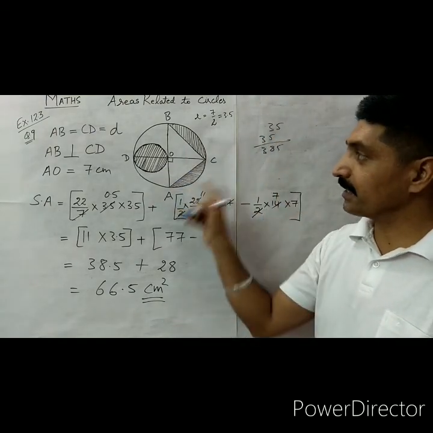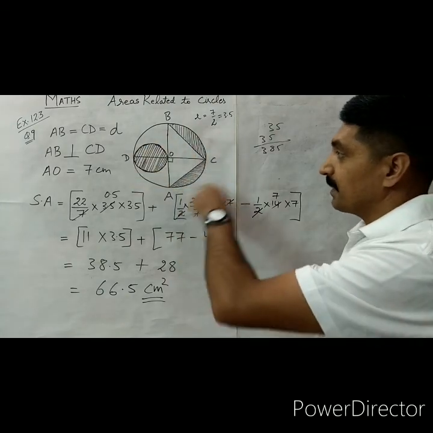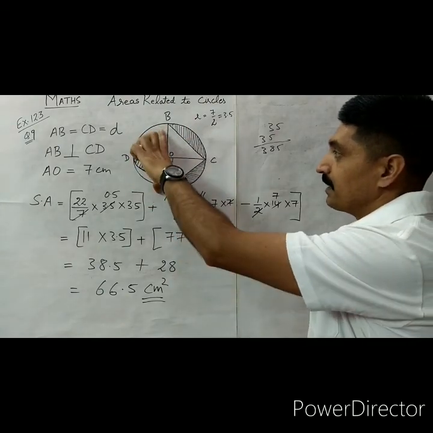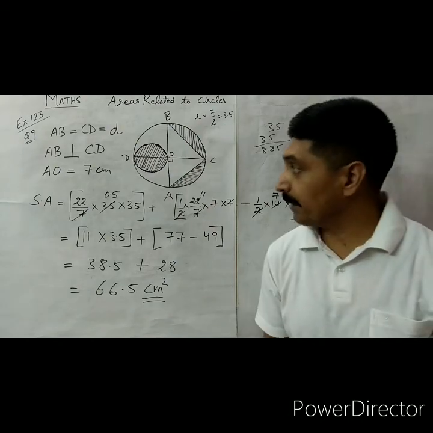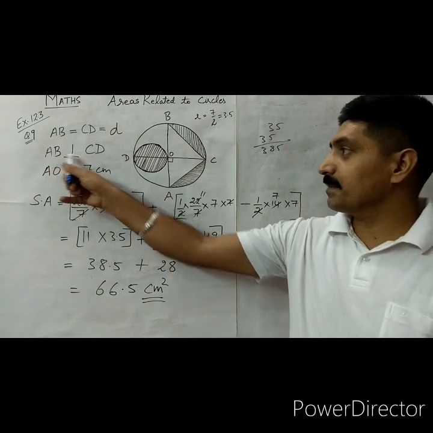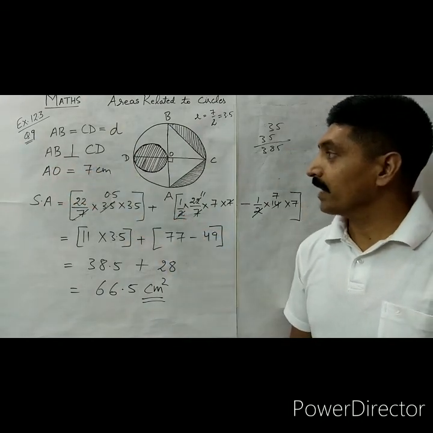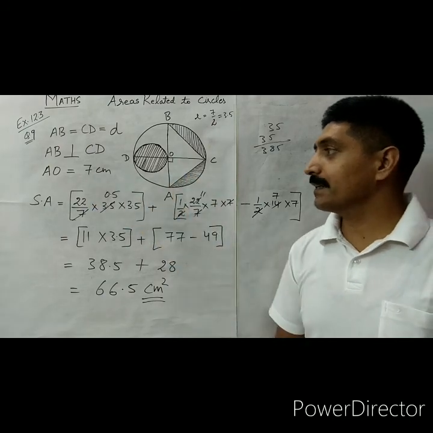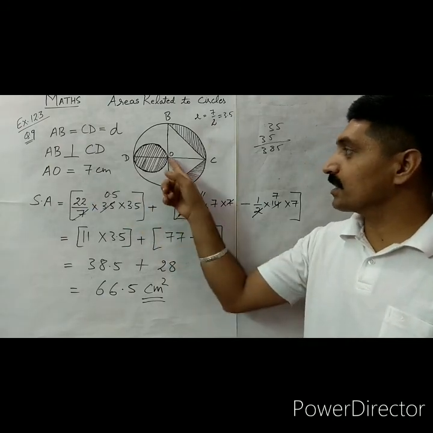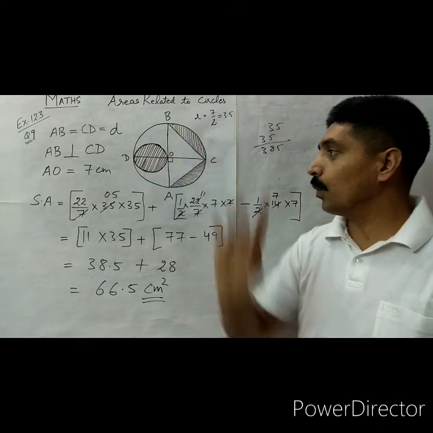So let's again recapitulate. A big circle is given. AB and CD are the diameters, and it is given that AB is perpendicular to CD, and AO is given 7 centimeter. So it means AO is equal to OC is equal to OB is equal to OD.